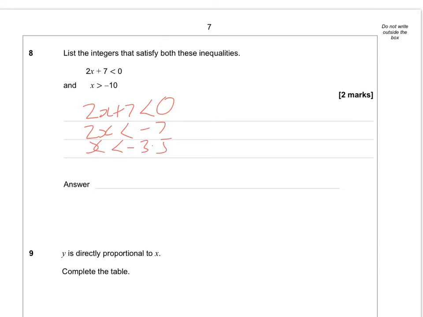It also tells you in the question that x is greater than minus 10, so therefore x is in between minus 3.5 and minus 10. Now it's telling you to list the integers that satisfy both these inequalities. Now integers is just a fancy word for whole numbers. So if we're looking for less than minus 3.5, the next integer there is minus 4, minus 5, minus 6, minus 7, minus 8, minus 9, and it needs to be greater than minus 10, so we can't include that.